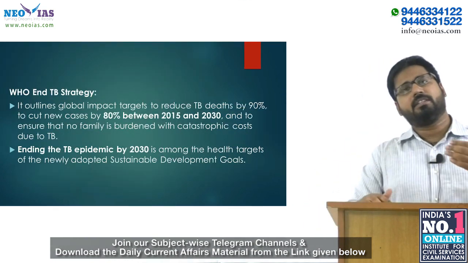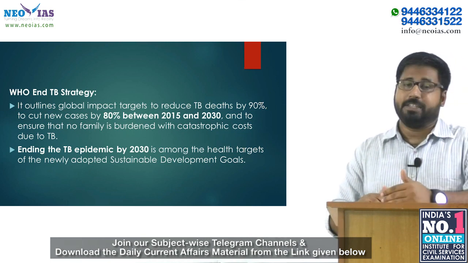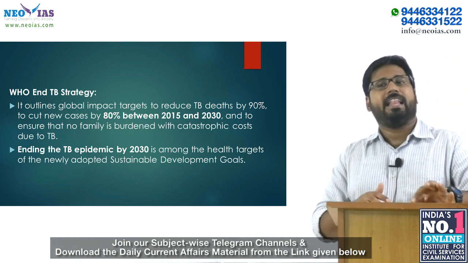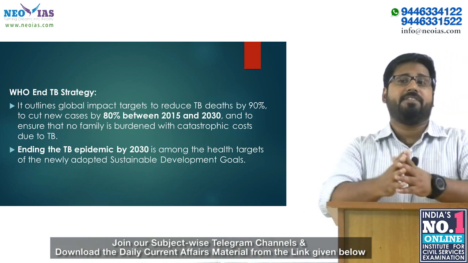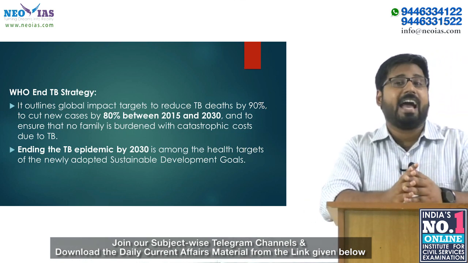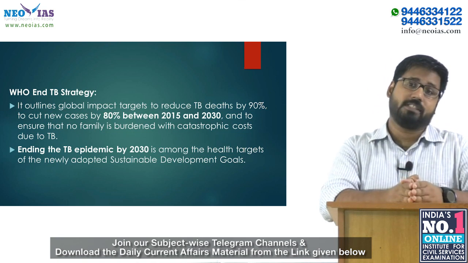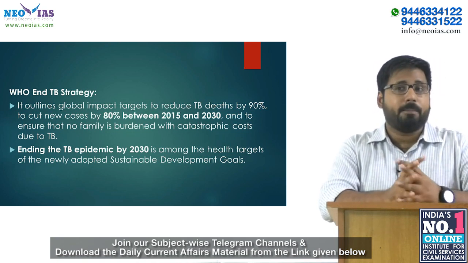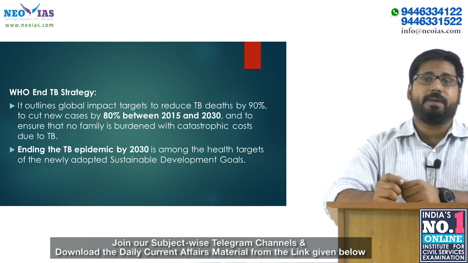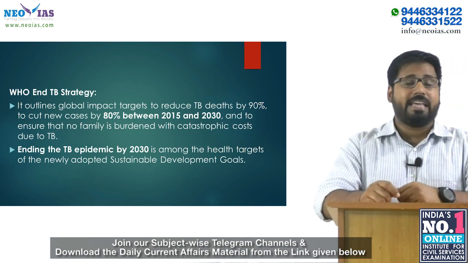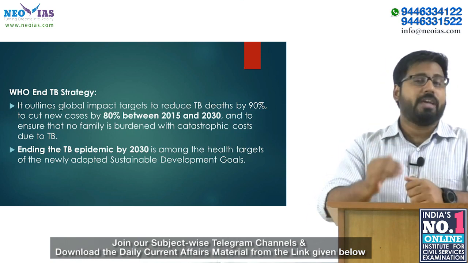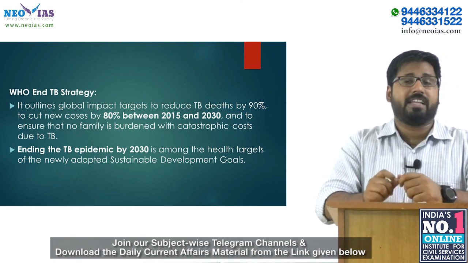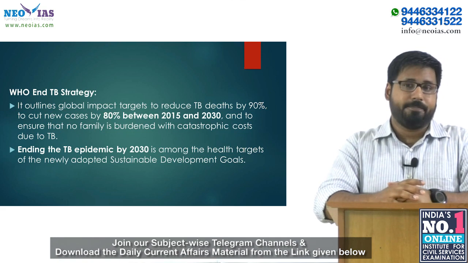Now, we'll talk about the WHO End TB strategy. It was adopted by the World Health Assembly in May 2014 to end the TB epidemic by driving down TB deaths and incidence and eliminating catastrophic costs. It outlines global impact targets to reduce TB deaths by 90% and to cut new cases by 80% between 2015 and 2030, and to ensure that no family is burdened with catastrophic costs due to TB.